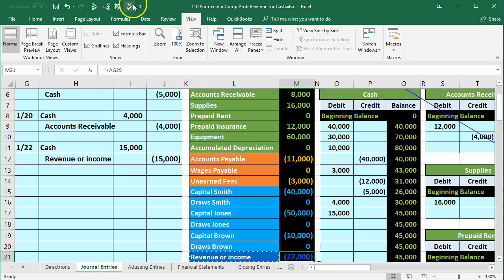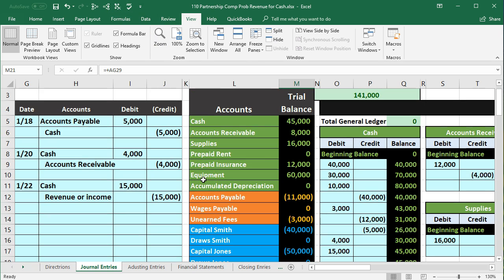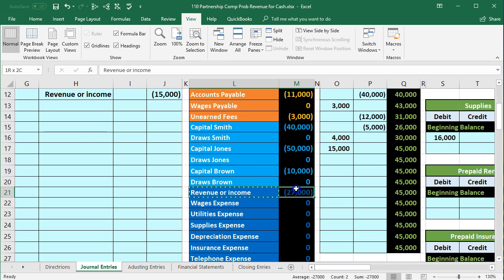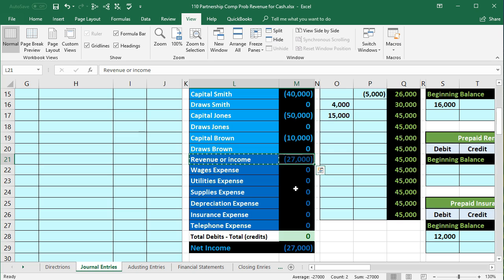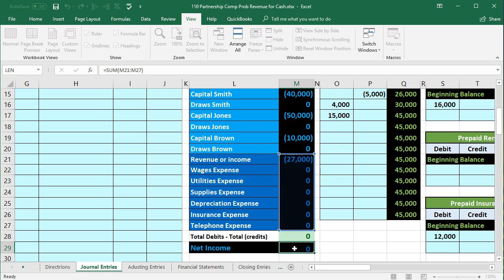So what has happened here? This is our favorite transaction, where cash went up. We like that. And the other side going up is revenue went up. We like that. Nothing bad here. Nothing bad here. Everything's good. Net income then, of course, is going up by that 27,000.